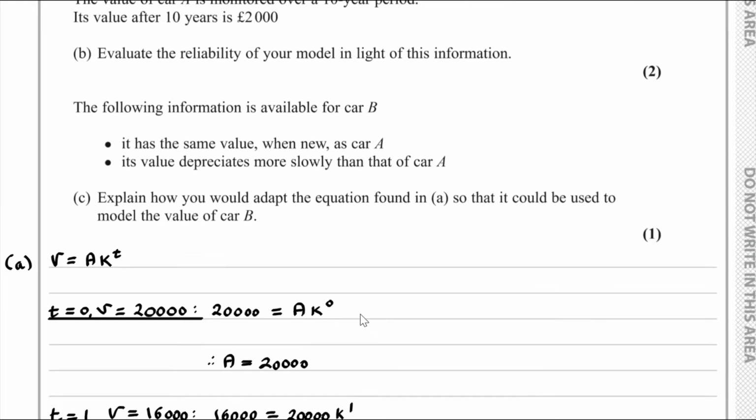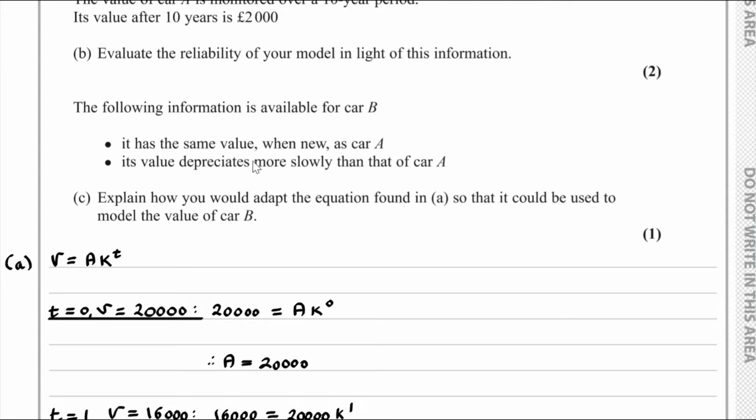And now for part C, the following information is available for car B. It has the same value when new as car A. Its value depreciates more slowly than that of car A. We have to explain how you would adapt the equation found in A so that it could be used to model the value of car B.